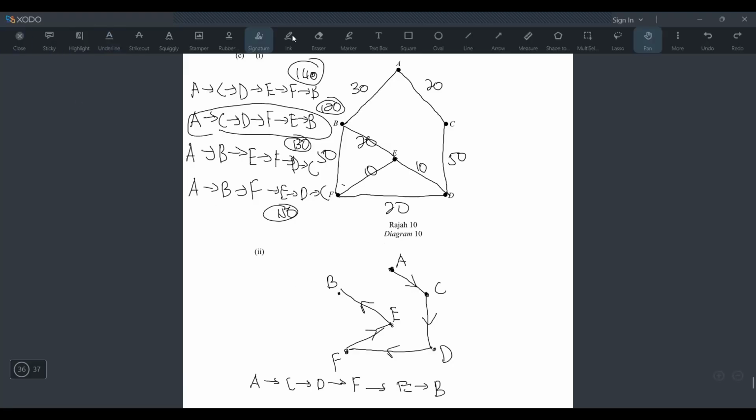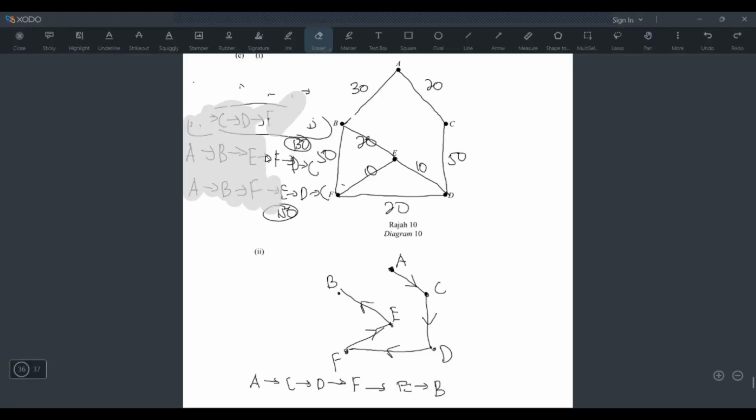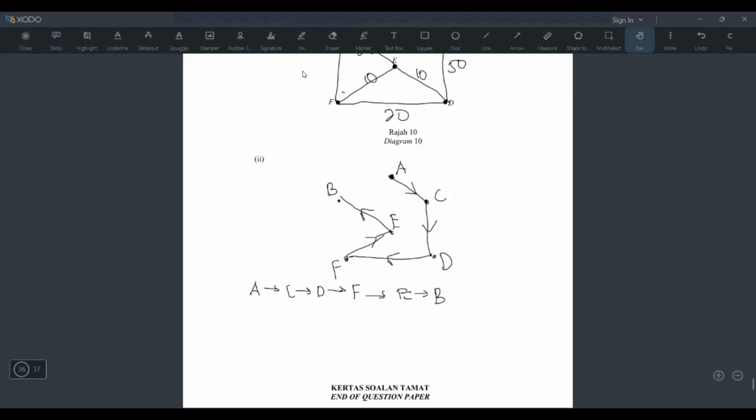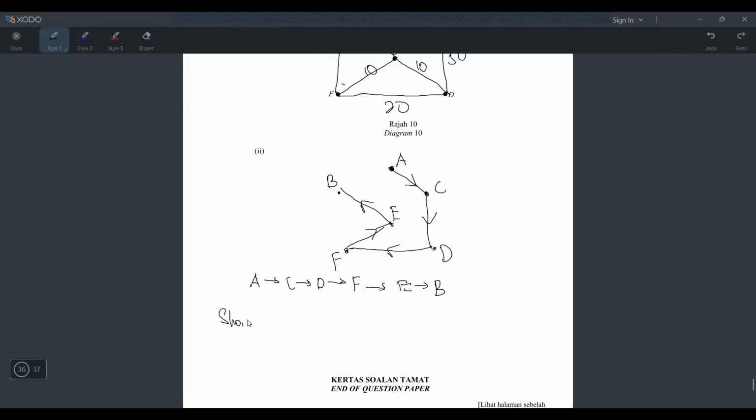And of course you erase this. All of this you erase, because I just scribbled it to see which one is the answer. So erase all this. Okay, we already know the answer. The shortest distance is 120, but we have to show them how we get the 120.